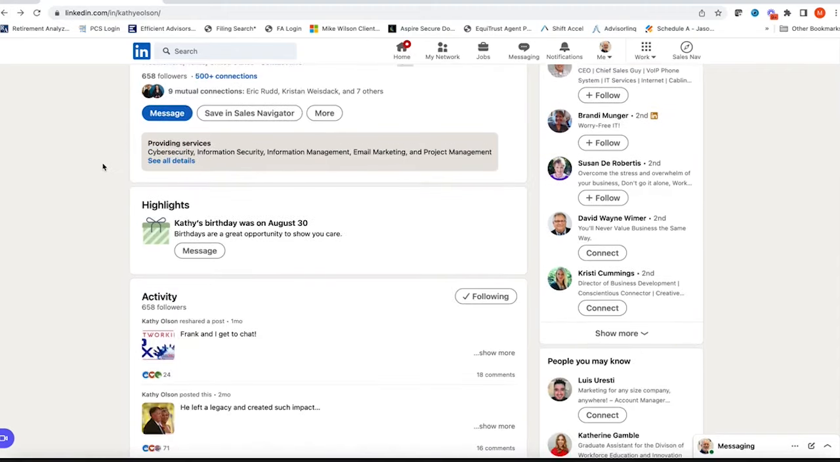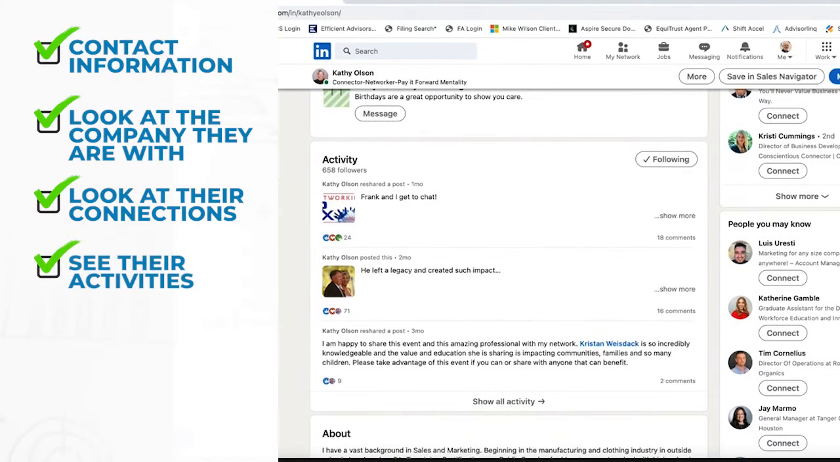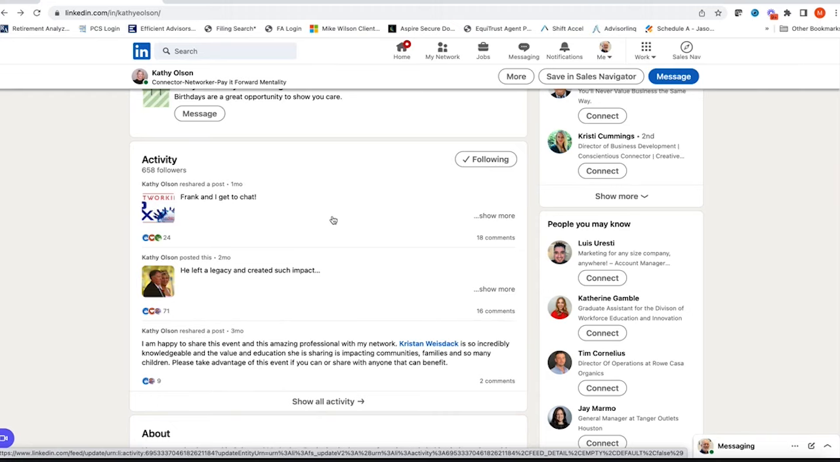On top of that, you can also see activity. You can see what they've been commenting on. So it's possible that they commented on something that might be of interest to you, and you should go look at it. And if it is, comment. And you might even tag that person when you comment to let them know that, hey, they were the reason that you saw that. That's a great way to do it.